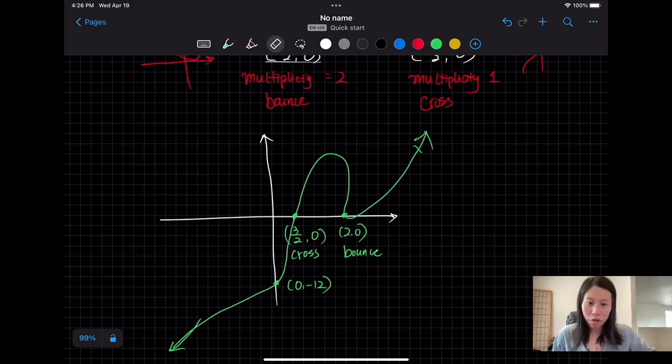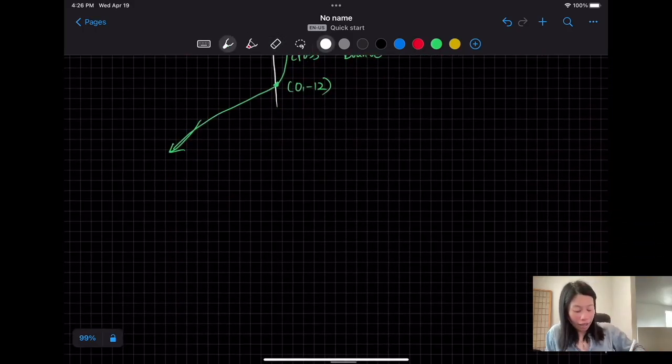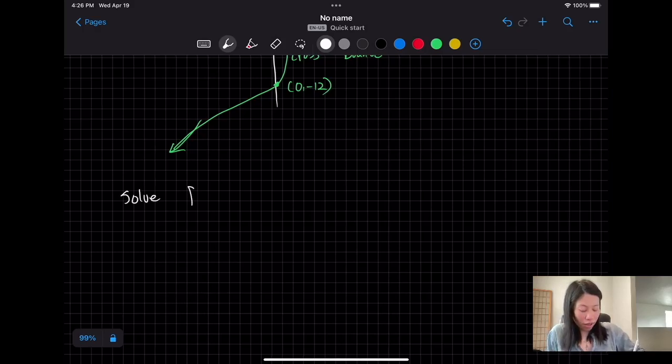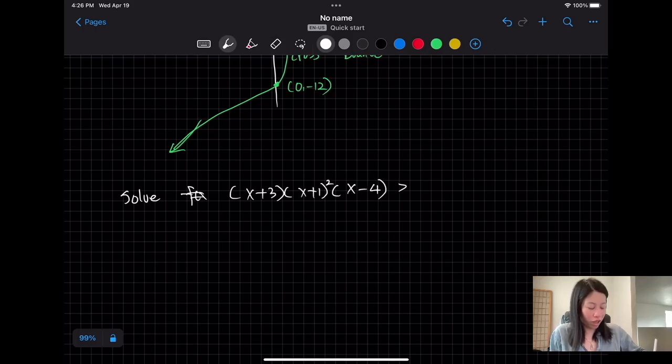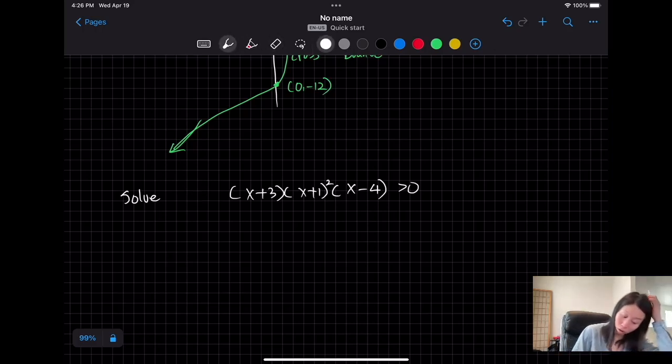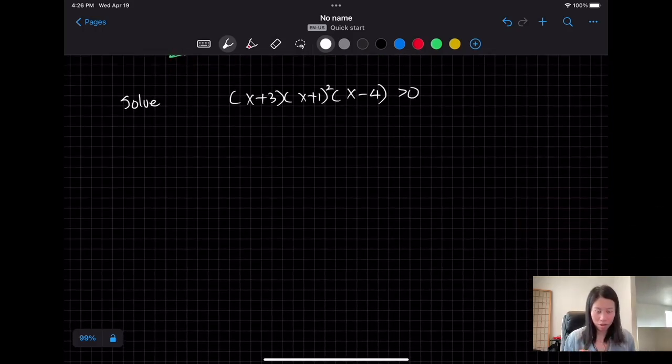With this graph, there's so much we can do, such as solving a polynomial inequality. For example, I want you to solve (x plus 3)(x plus 1) squared times (x minus 4) greater than 0. How do you solve this inequality? I need to know what the graph looks like and find out which part of the graph is greater than 0. Then we will have the solution. So that means we need to graph this. It's a polynomial.